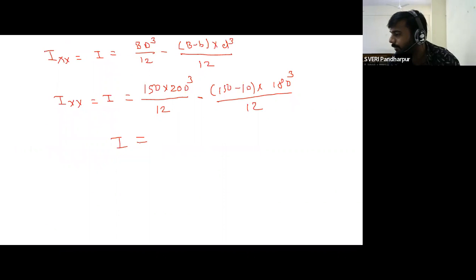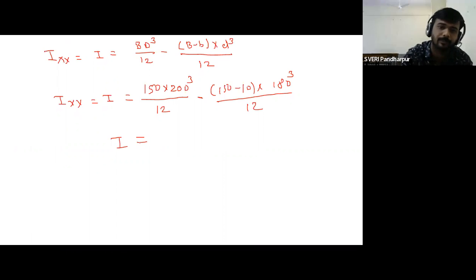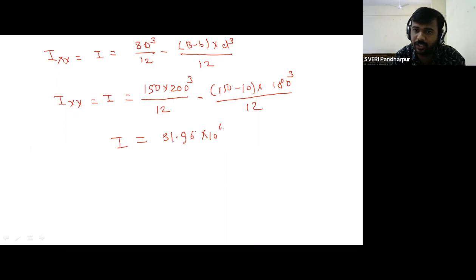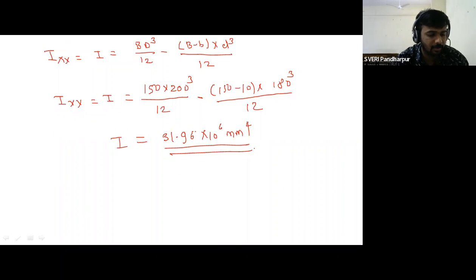What is the moment of inertia? You check: 31.96 into 10 raised to 6 mm raised to 4. Please check your answer. Send me answers in the chat box. Whether it is coming 31.96 into 10 raised to 6. Direct formula we are having for the symmetrical I section. That formula I have given while giving the list of all the formulas. You check your answer: 31.96 into 10 raised to 6 mm raised to 4.